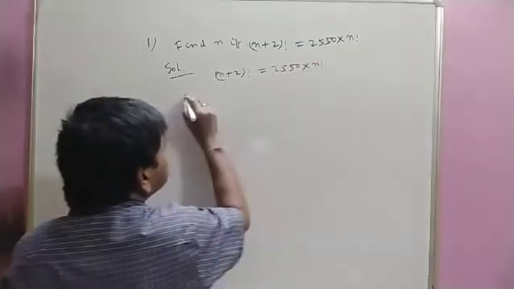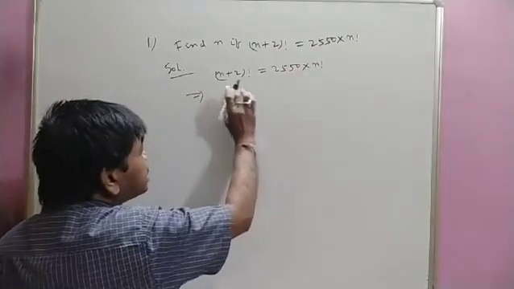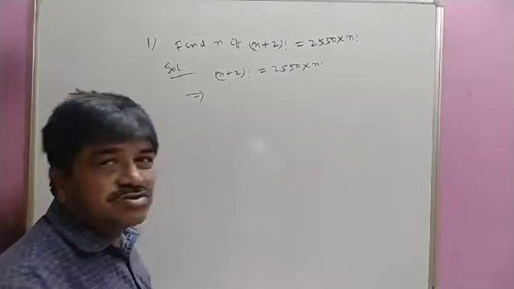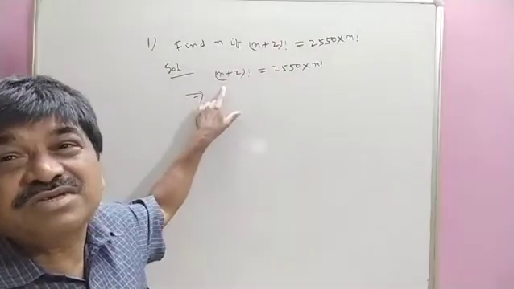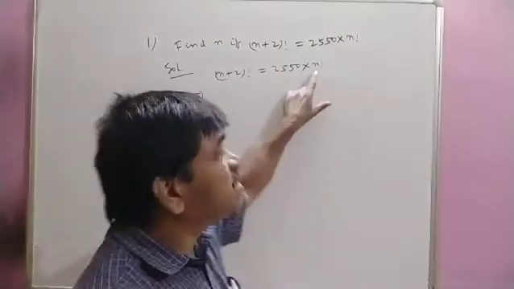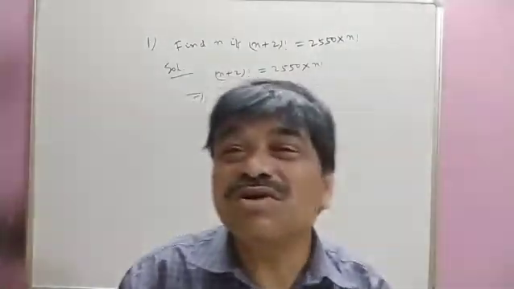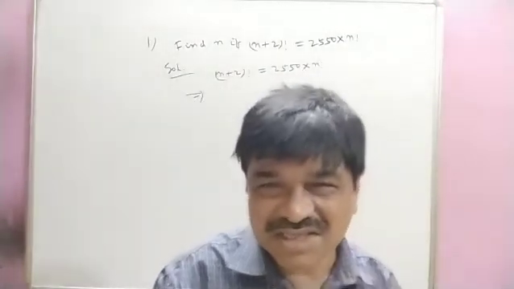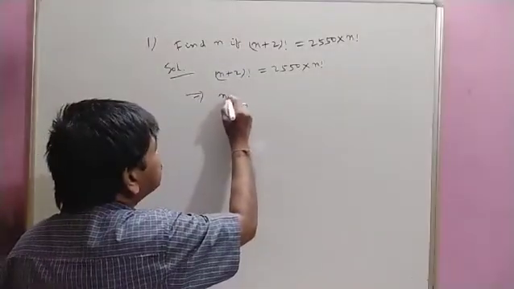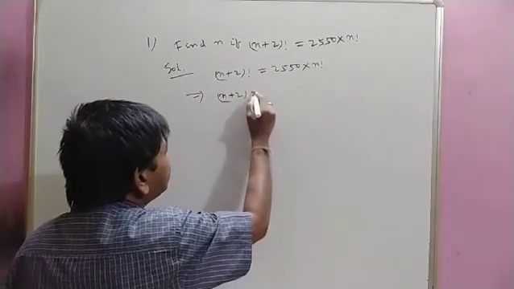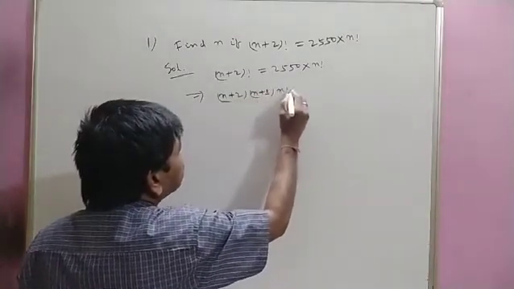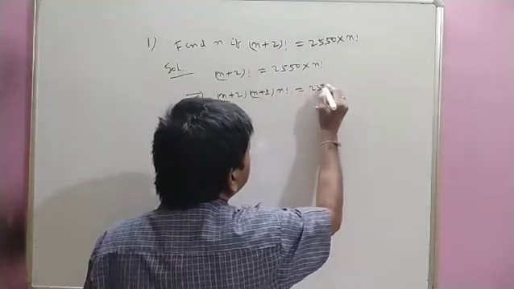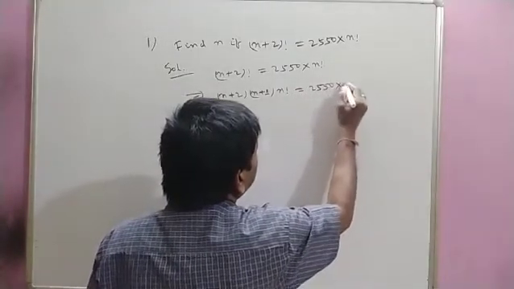Here is (n plus 2) factorial, here is n factorial. Which one is the bigger one? This (n plus 2) factorial is the bigger one, and the smaller one is n factorial. So you keep the smaller one like that, don't change it. Express the bigger one in terms of the smaller one. So now this (n plus 2) factorial you can write as (n plus 2) into (n plus 1) into n factorial, is equal to 2550 into n factorial.